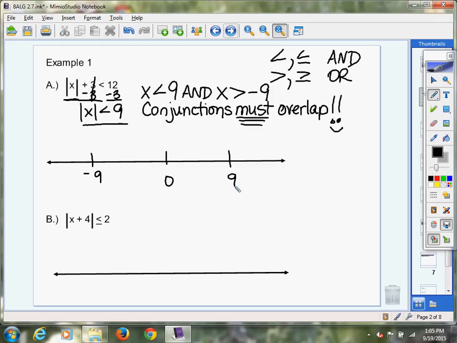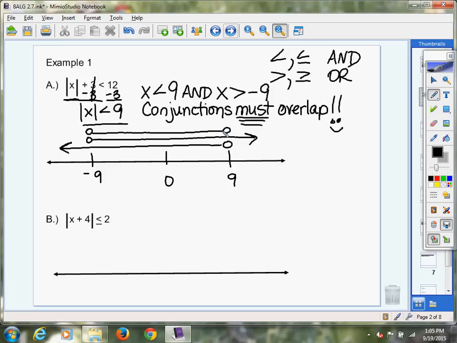Now, the first one says x is less than 9. So we're going to do an open circle over the 9, and here are all the numbers that are less than. Now we're going to do an open circle over -9, and all the numbers that are bigger than -9. Do you see the overlap area? The top line is on top of the bottom line. There's a small snippet here, starting at -9 and ending at +9.